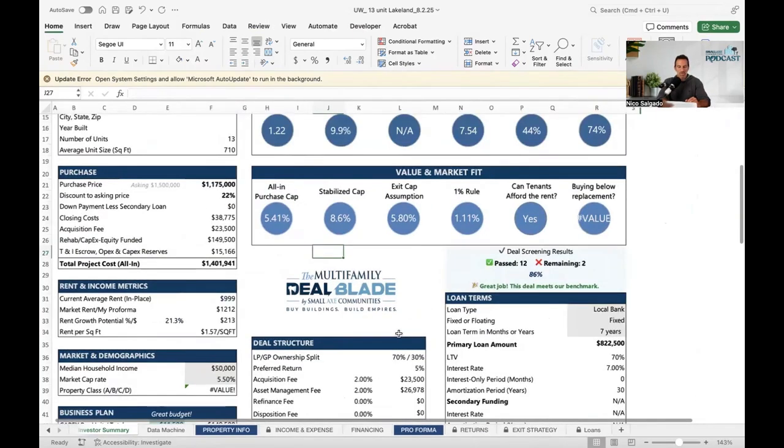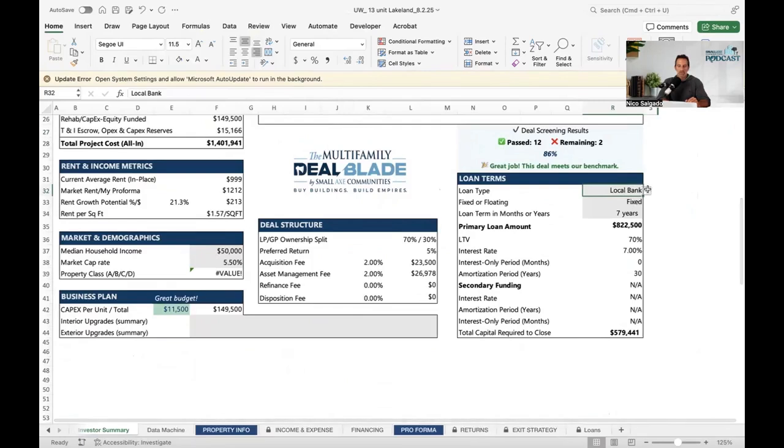Now, on the investor summary page again, you're going to put in some loan terms. Are you using a local bank? Is it fixed or floating debt? What is the loan term, the balloon payment?